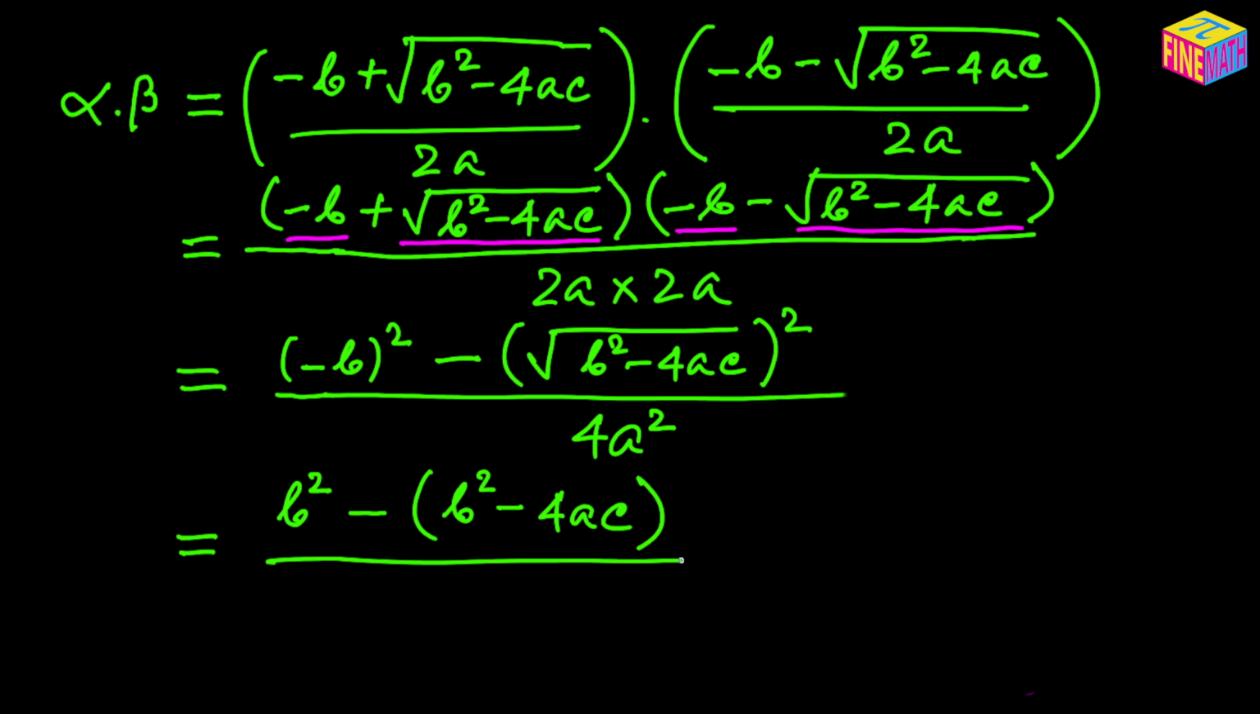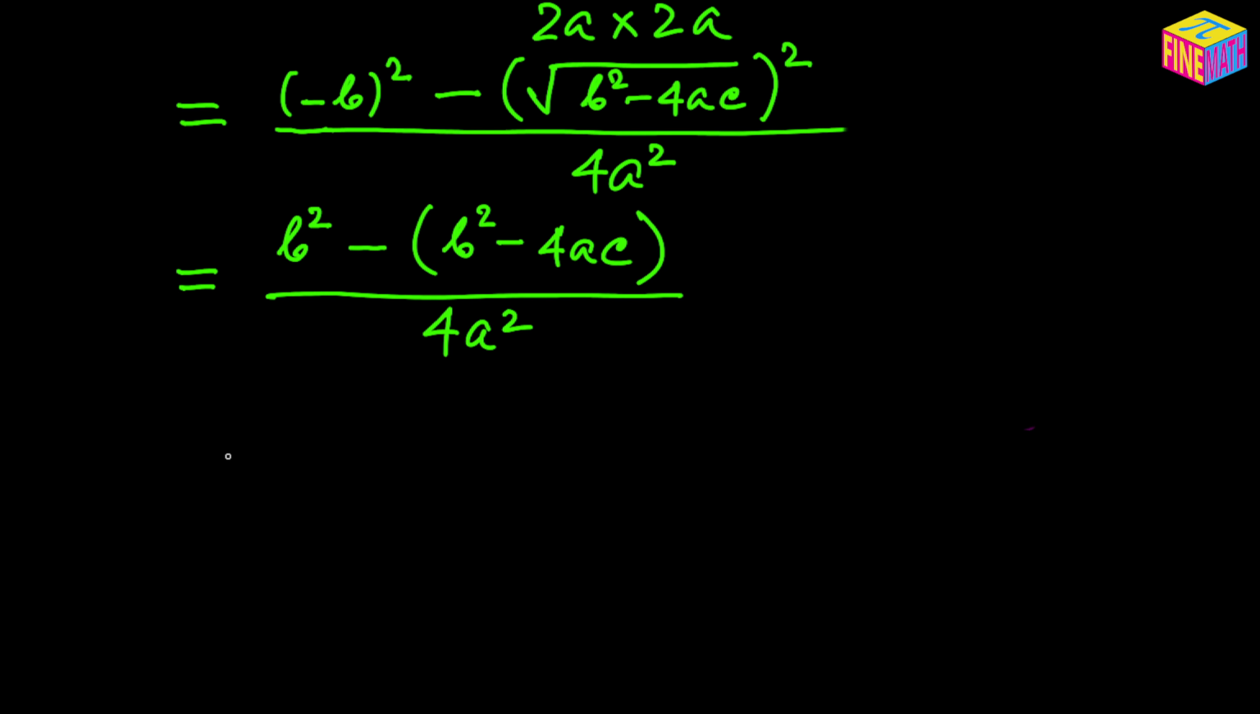and in the denominator we have 4a squared, and from here you can see that this will simplify to b squared, let's remove the parentheses, so it will be minus b squared and plus 4ac. The negative 4ac will become positive 4ac.